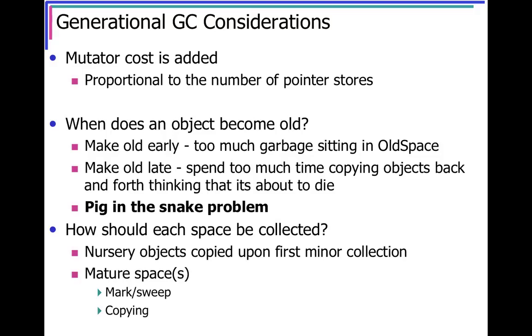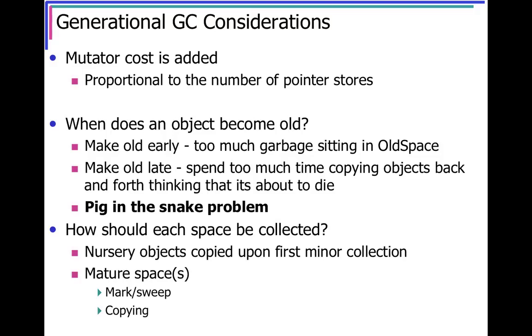When a snake eats a pig, that big old snake has to be digested and it rolls down the body of the snake. The same thing happens with multiple generations. As you copy these big, large objects, you just keep copying, and that copying is a waste. If you could figure out what the lifetime of an object is, and you don't even have to know lifetime, you just have to know whether an object is going to be old or young, so that you could put it into the space directly, you can avoid this problem.